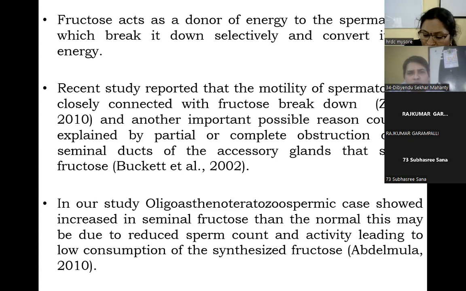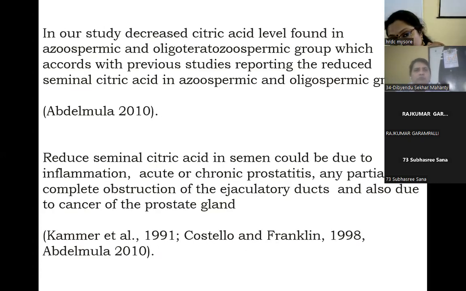And similarly, citric acid indicates, I told you, the health of the prostate. Reduced seminal citric acid could indicate an inflammation or chronic prostatitis. Then they have to look into whether the prostate is healthy or unhealthy. Low-grade inflammation also indicates variation, with reduced seminal citric acid, and chronic prostatitis could also be identified. And complete obstruction of the ejaculatory duct we could also make out from the reduced seminal citric acid.